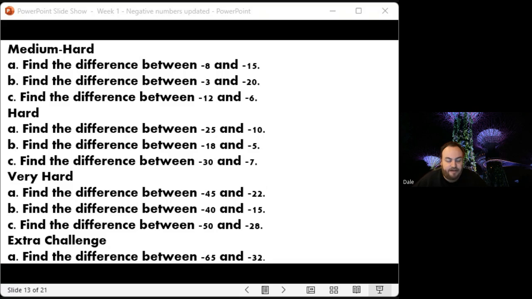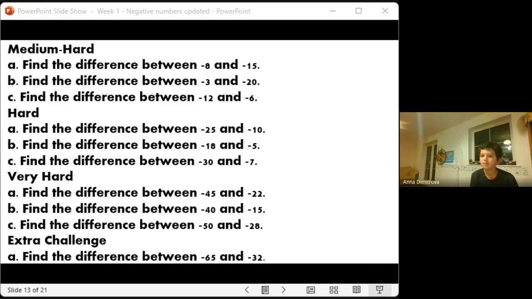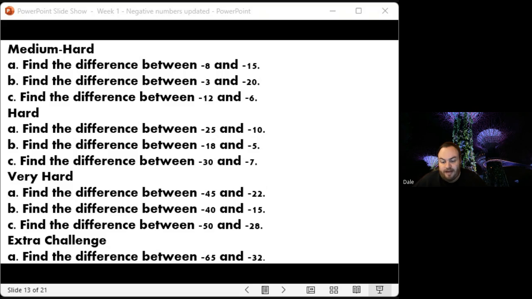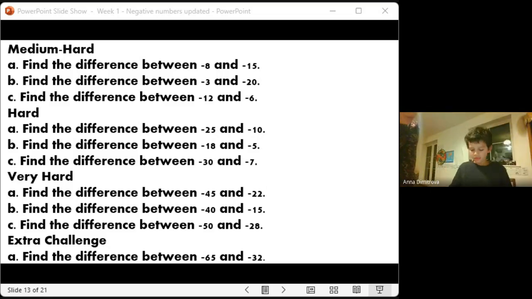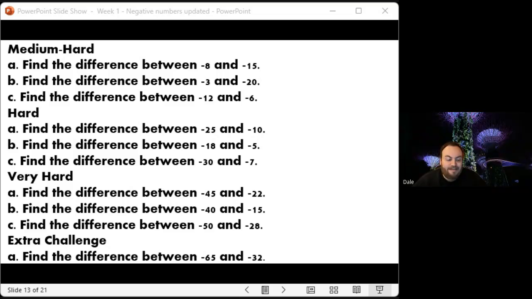So 65 minus 32. See if you can work it out, and then to Asma. It's 97. No, minus, take away. Oh, yeah. I don't think it's 97 because we're taking away.